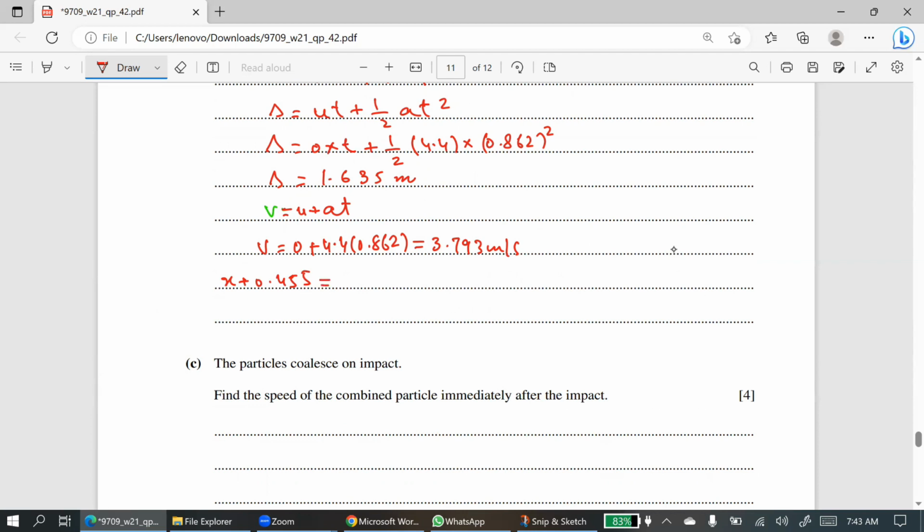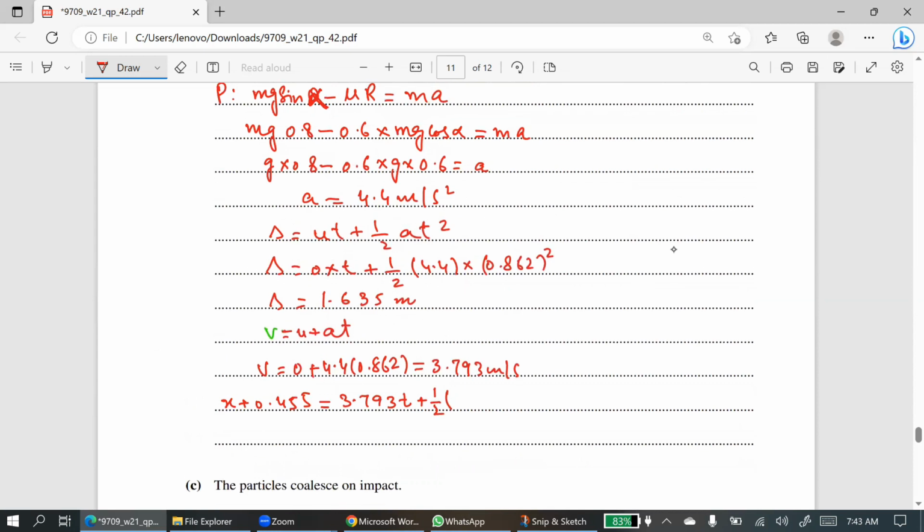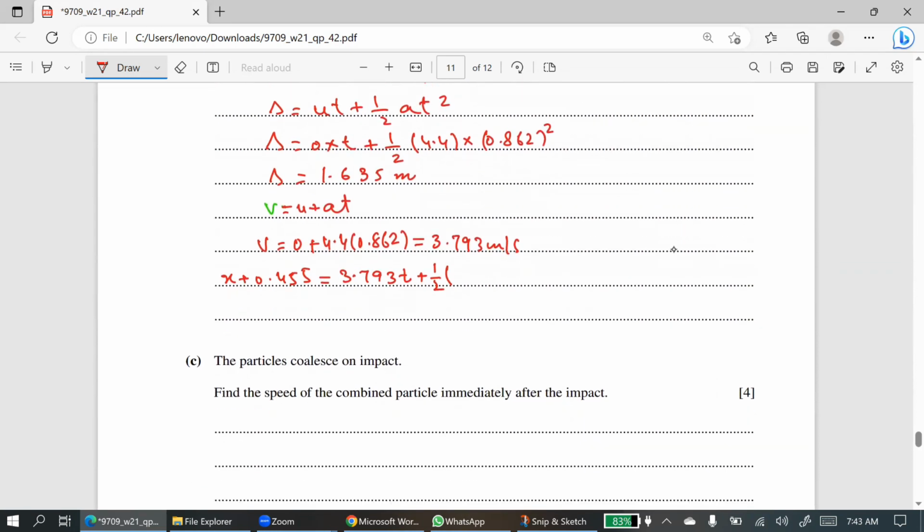The initial speed is 7.93 into time, which is unknown, plus half a, which is 4.44, into t square.